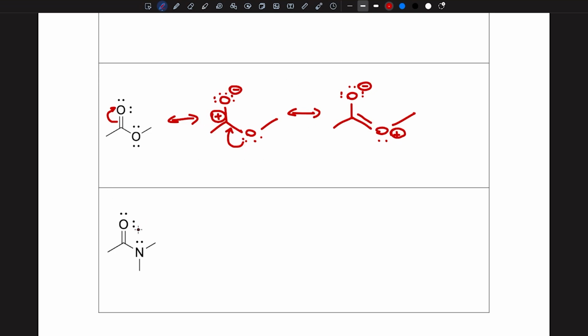The next problem is eerily similar. We'll start with that double bonded oxygen, move that double bond up, form an extra lone pair.